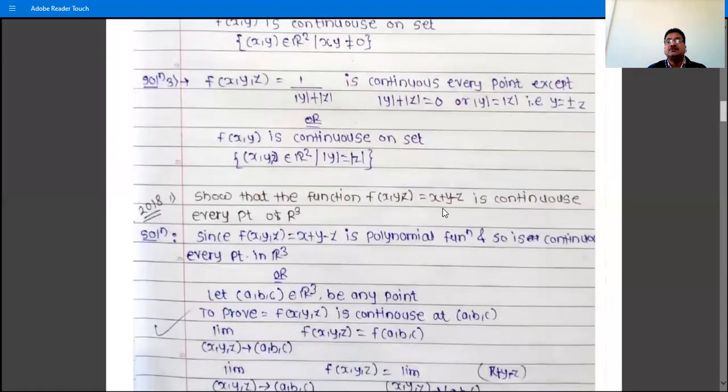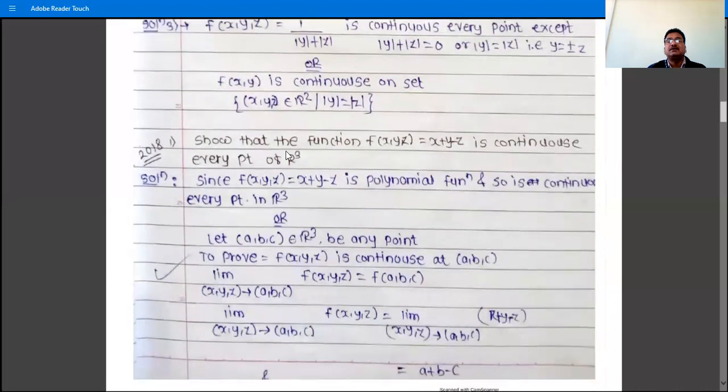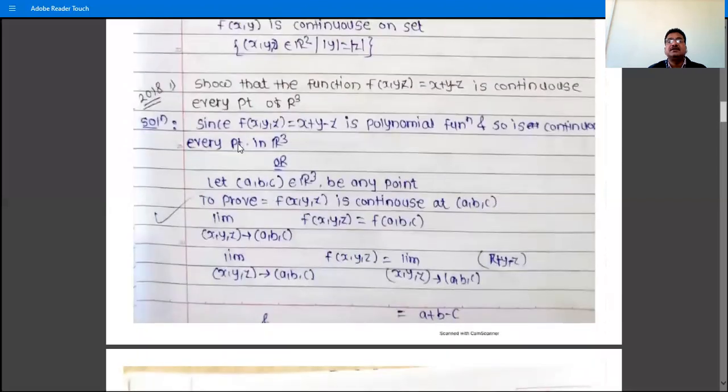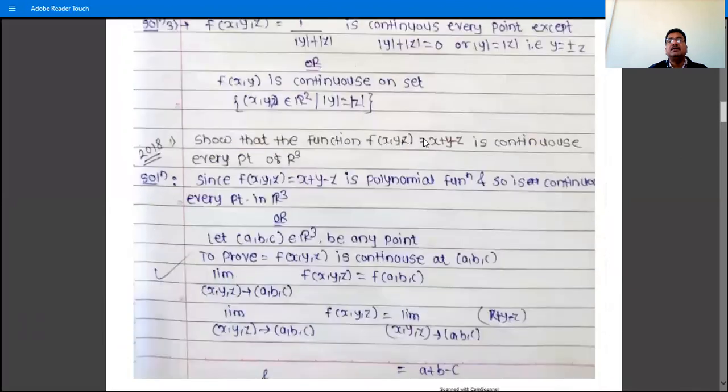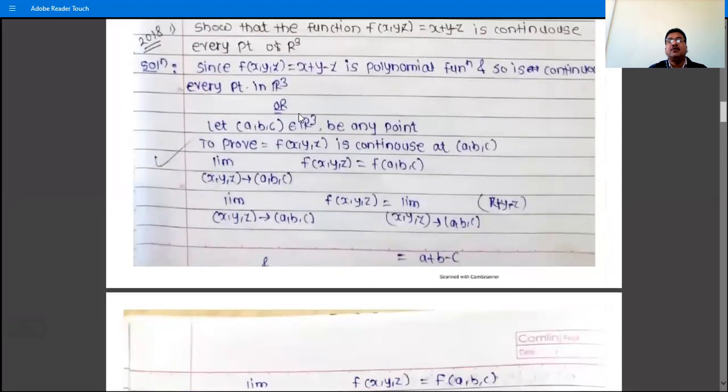Now the function f(x, y, z) = x plus y minus z is continuous at every point of R3. This is a polynomial function, and therefore it is continuous everywhere in R3. So to write this proof, let (a, b, c) be any point, and then we have to prove the function is continuous everywhere. So take any point from R3. This function is continuous at (a, b, c) if the limit at (a, b, c) exists and is equal to f(a, b, c).